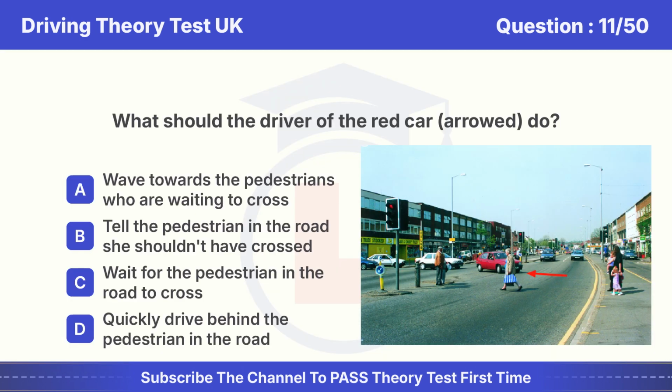Question 11. What should the driver of the red car, arrowed, do? Answer is C. Wait for the pedestrian in the road to cross.